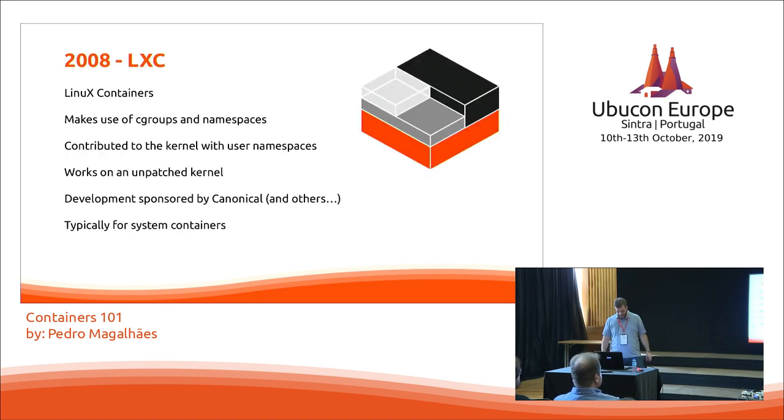So then in 2008 as well, we got LXC, which is Linux containers. It makes use of cgroups and namespaces to achieve the isolation. It contributed back to the kernel with user namespaces, another kind of namespaces that were contributed by this project back into the kernel. It works on an unpatched kernel. The development of it is sponsored by Canonical as well, and others. And it's typically used for system containers, so more close to what a VM is than what you would use Docker for.